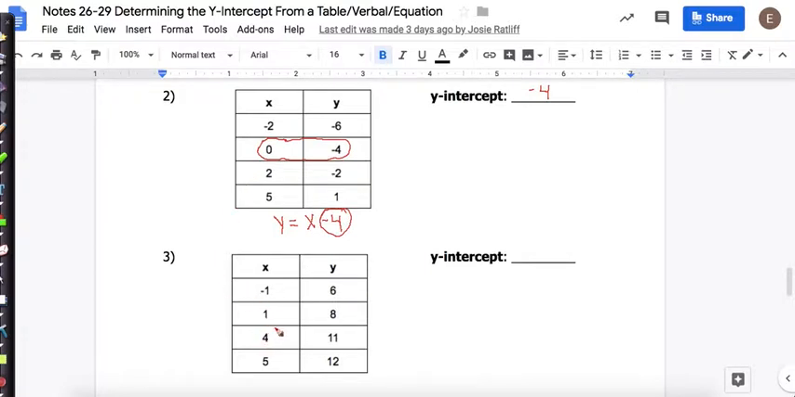So let's look at our third example. So x does not equal 0 in my table. So what we can do is see if we can identify what the pattern is. So -1 to 6, 1 to 8, 4 to 11, 5 to 12. So the x value is increasing by 7. So that means the equation would be x plus 7. And since I'm adding 7 to the x, that means that this number is the y-intercept, which is 7.